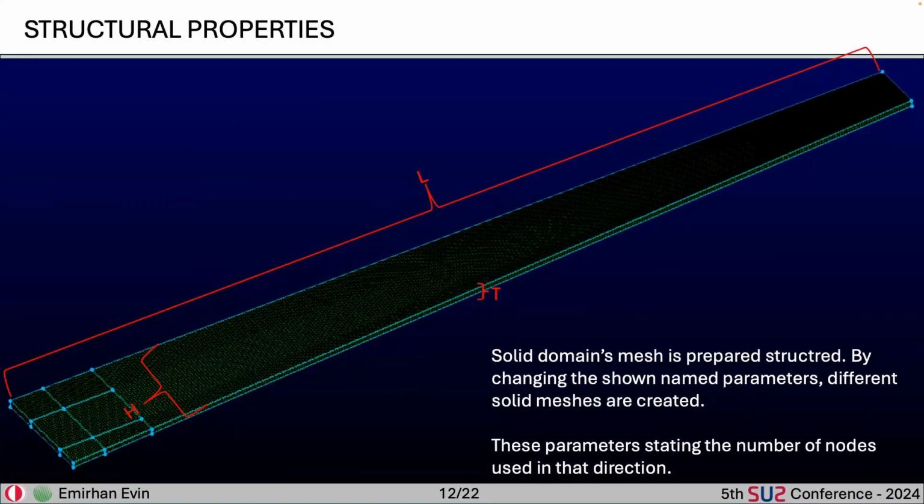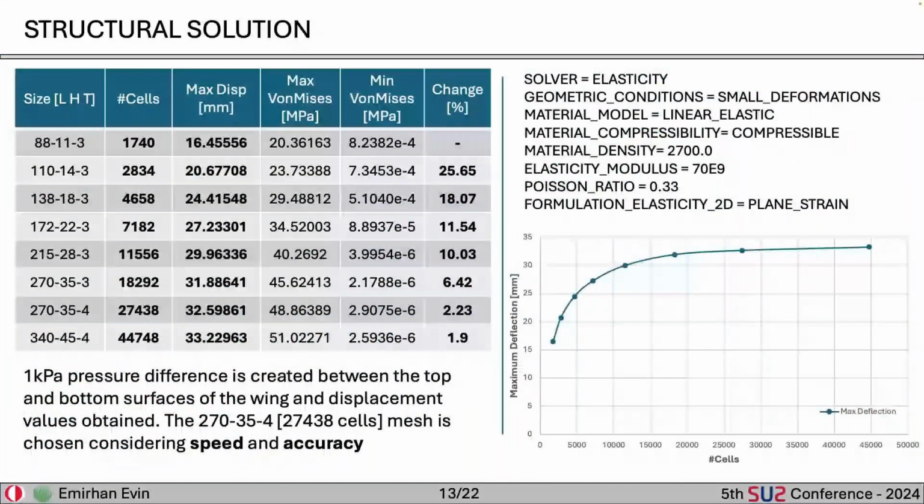For the structural mesh and structural properties, since it's small, I use a structured mesh. As you can see, there are 3 parameters: L, H, and T. For grid generation, I use these parameters and generate meshes. Here we can see the change between L, H, T and the grid convergence of the solid domain. For this round, I just applied a 1 kilopascal difference between the top and the bottom of the structure and the displacement values were obtained. I chose the 270, 35, and 4 mesh. This one for continue.